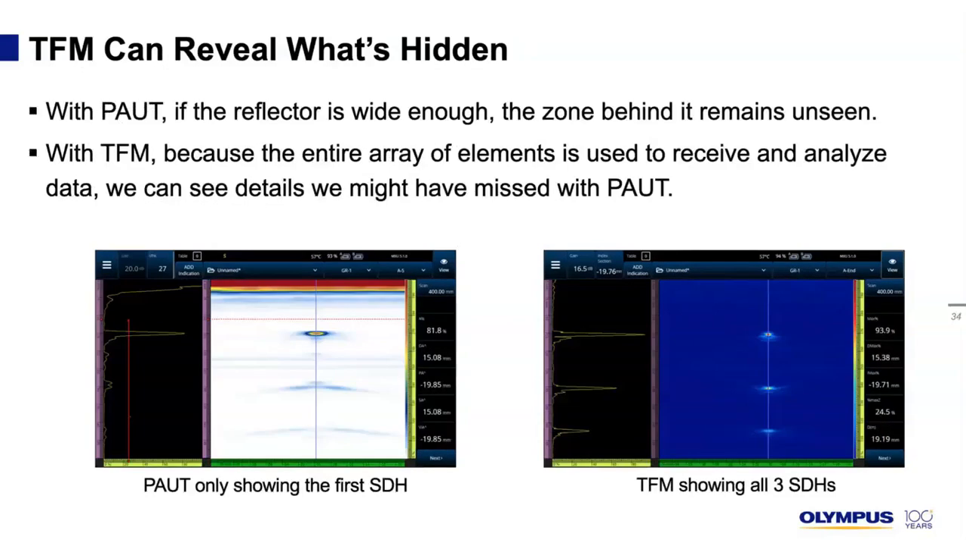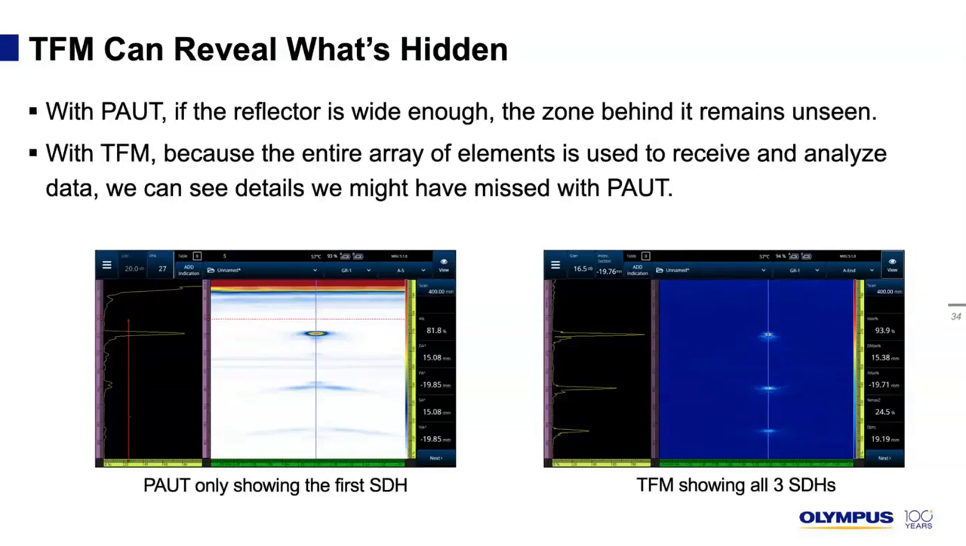TFM can reveal what's in. So another difference between TFM compared with phased array is that it lets you see what's hidden behind the first indication. We see it a lot with the resolution blocks. We get very nice images of side drill holes.